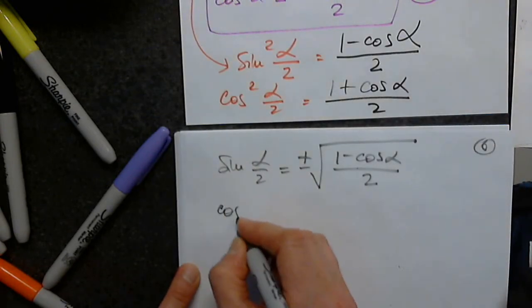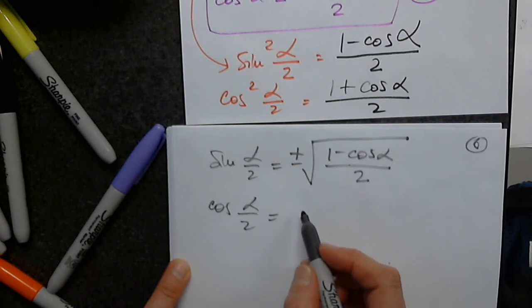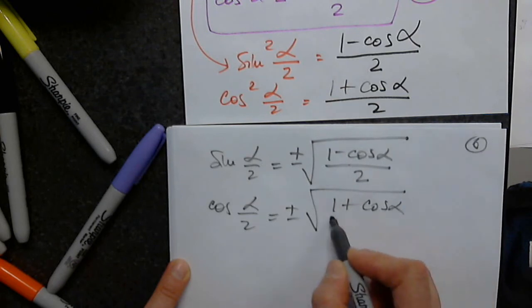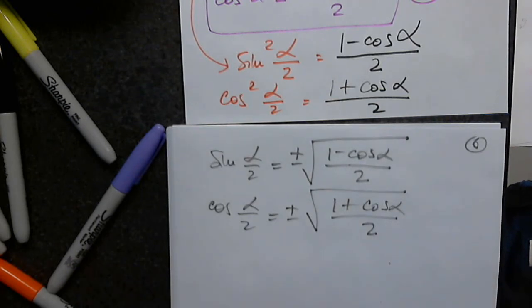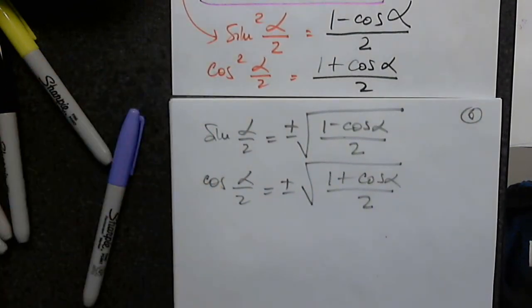And now I want cosine alpha over 2. And that would be plus or minus the square root of 1 plus cosine alpha over 2. I would consider these two formulas as important as sine squared plus cosine squared equals 1. They are that useful. Tangent will be the ratio of these two. There is another, it's weird because it's only cosine. Exactly.